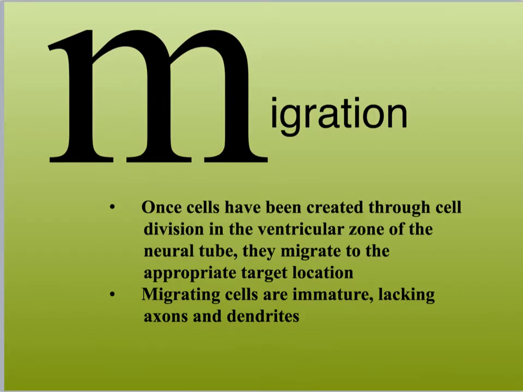Once enough cells have been created through cell division, they begin to migrate to an appropriate target location. During the period of migration, the cells are still in immature form. They lack the processes such as axons and dendrites that characterize mature neurons. 2 major factors govern migration in the developing neural tube. That is time and location. And that is important for us to note.